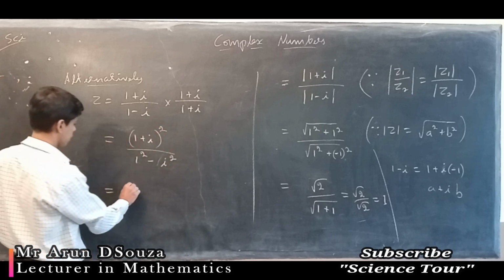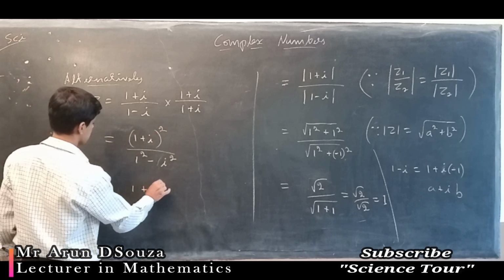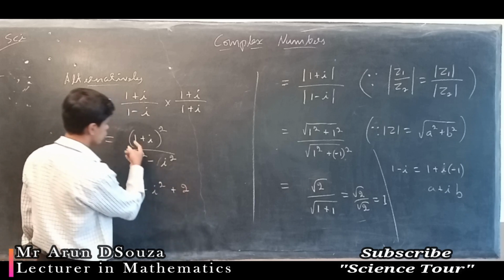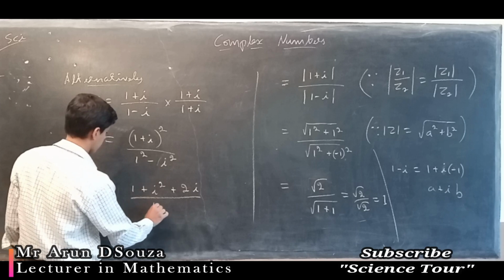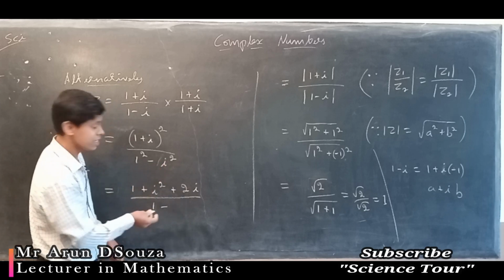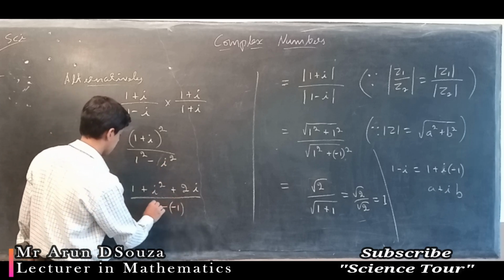So 1 square plus i square plus 2 into 1 into i, divided by 1 minus i square, which is minus 1. Okay.